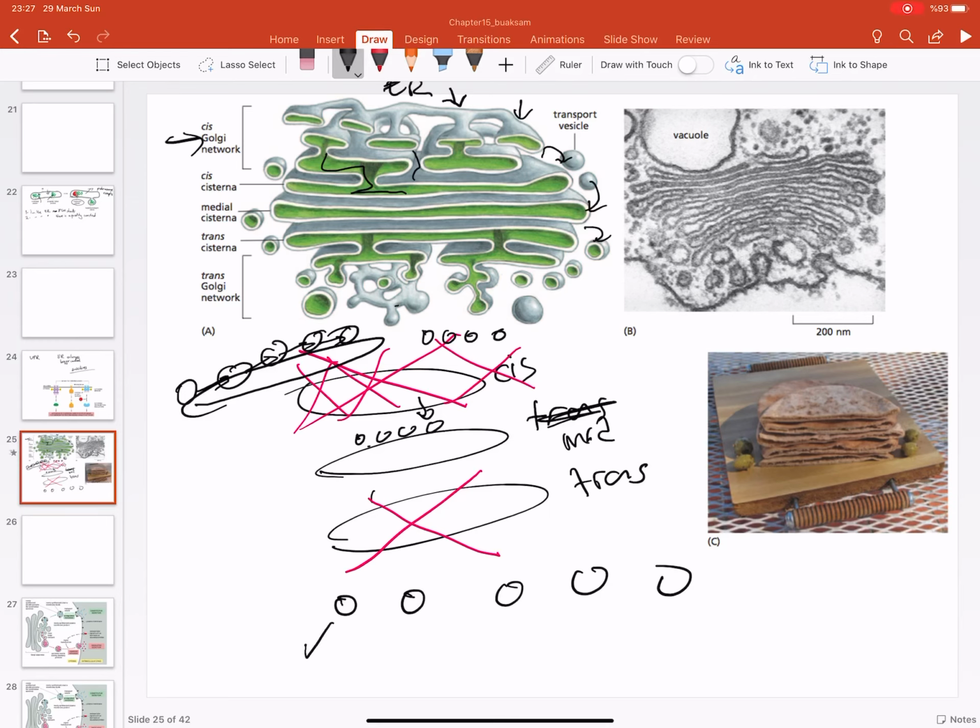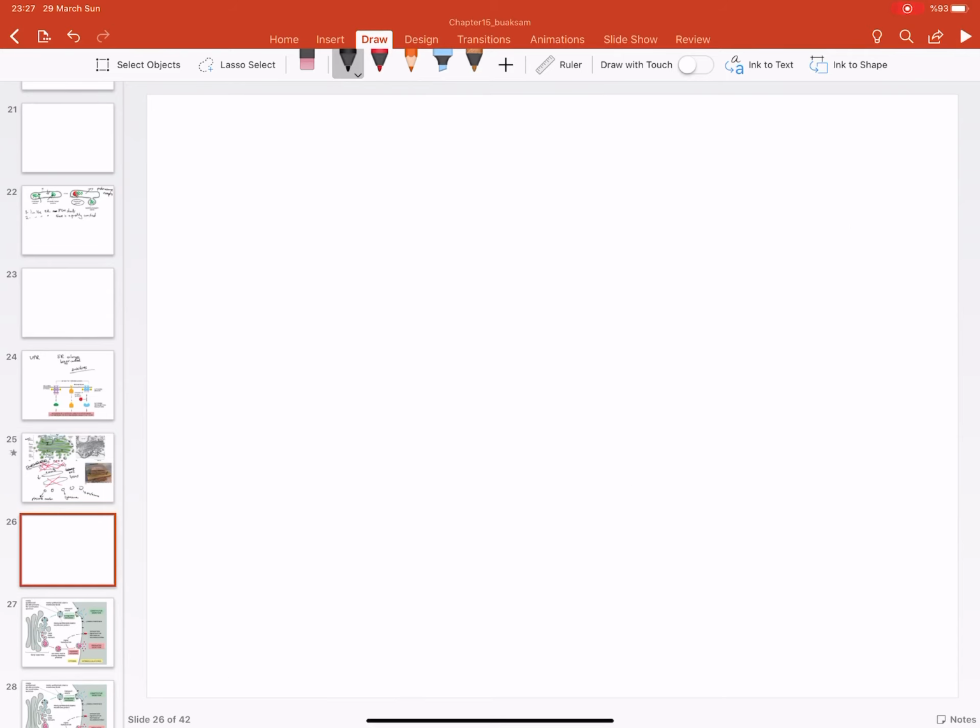Maybe this one is destined to the plasma membrane. Maybe this one is destined to the lysosome. This one is to the endosome. But anyway, it is not going to exist anymore. Instead, the mid Golgi is going to move and form the new trans Golgi.